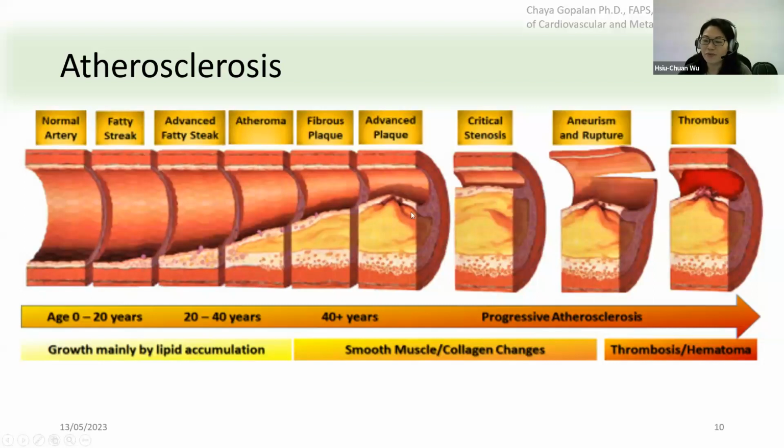And the problem of the plaque is that it will cause critical stenosis of your blood vessel, causing the blockage of blood to your brain. And sometimes the plaque is too large, and it will break. So the clot will travel further distally to block your blood vessel, as we call it thrombus. So that's how atherosclerosis causes the ischemic stroke.